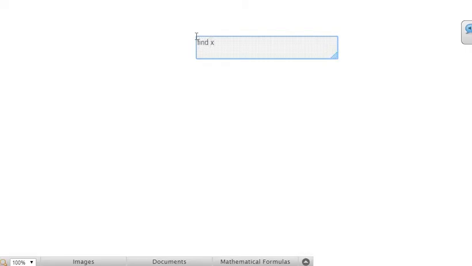Find x. Here let's take 12 is to 3 such that 14 is to x. How do you find x? Simple, with the formula: product of extremes is equal to product of means.